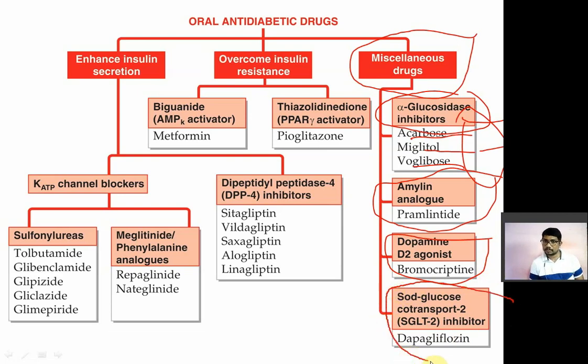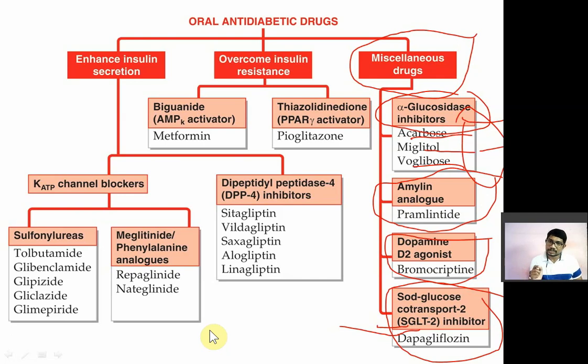Then again this class is there. This is a very important drug class: sodium glucose cotransporter 2 inhibitor, or SGLT2 inhibitor. This is a transporter of glucose, SGLT2, present in the kidney, particularly in the PCT, the proximal convoluted tubule. So what happens normally? Whatever sugar level is there in the blood, all blood is filtered in the glomerulus of the kidney. At that time each and everything will be filtered. But in the PCT there is a reuptake mechanism, so whatever is important for the body will be taken up. Glucose is also important for the body, so glucose will be reabsorbed from the proximal convoluted tubule by SGLT2, the glucose transporter. So SGLT2 is responsible for the reabsorption of glucose from the PCT.